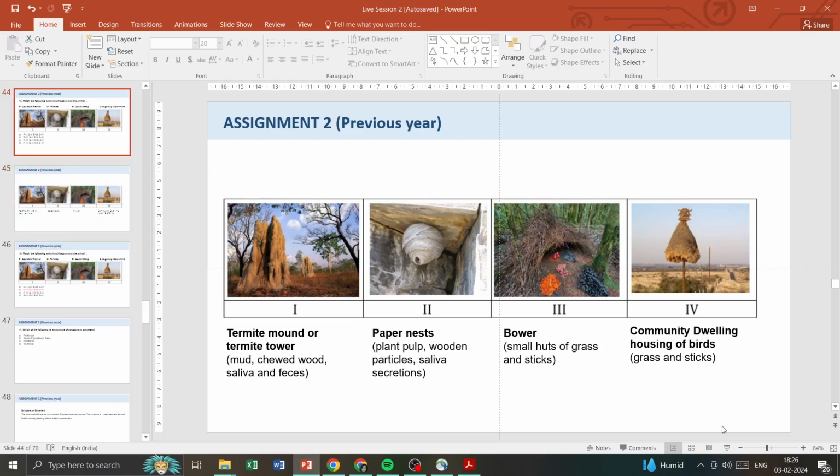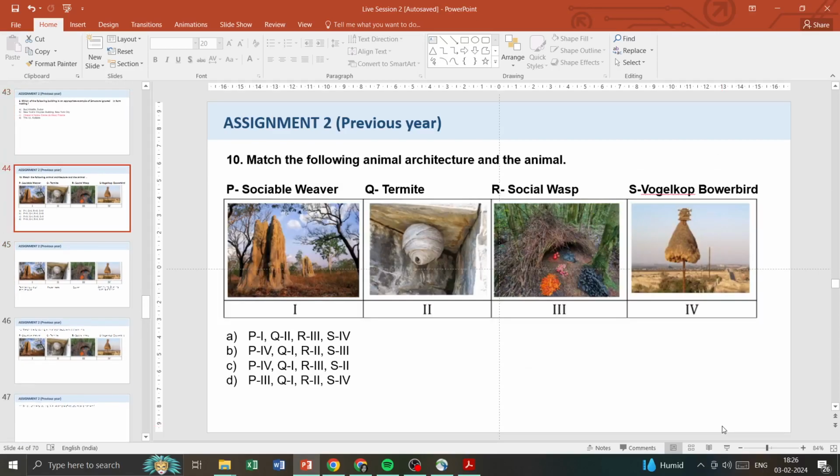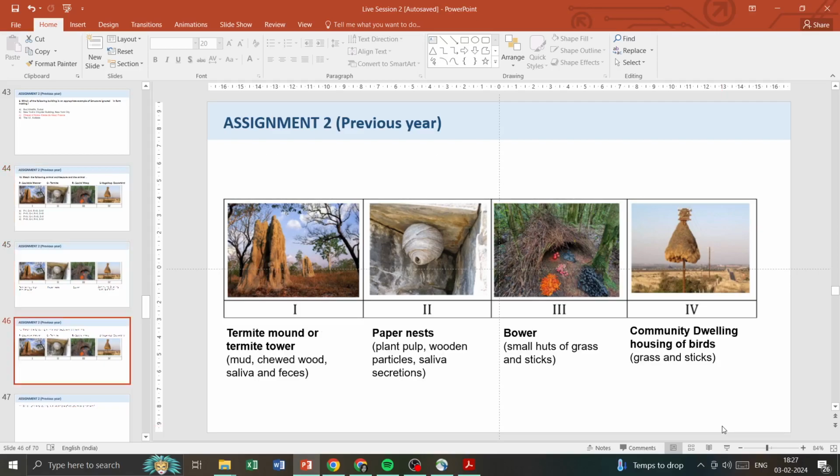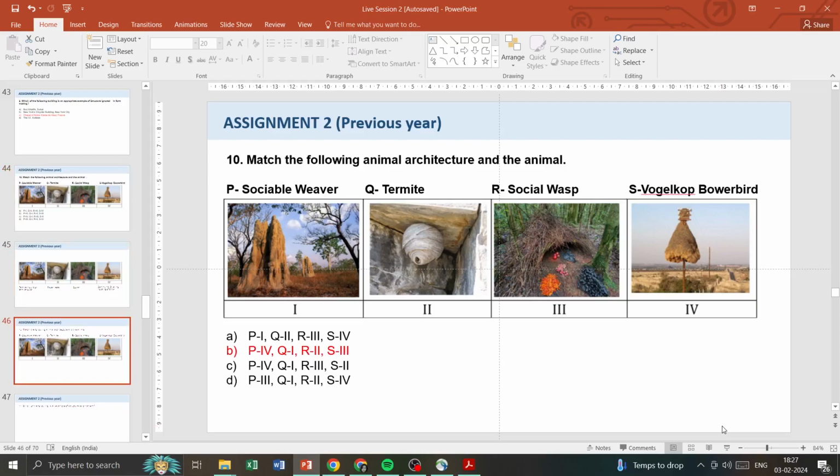So you were asked to match the animal with the animal architecture they have created. P is sociable weaver, and we know that the fourth image is the house of a sociable weaver. So P is 4. Q is termite, and the first image is termite, so Q is 1. Then R is social wasp, which is 2, the paper nest. And then the third is a bower, which is made by a bower bird. So the answer was P4, Q1, R2, S3. I hope it makes it clear.